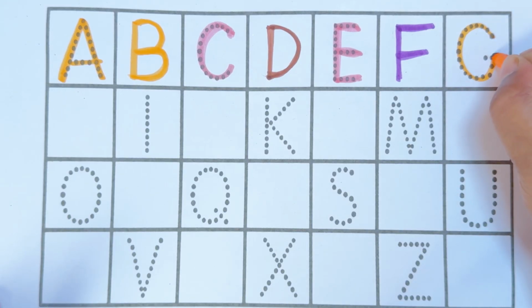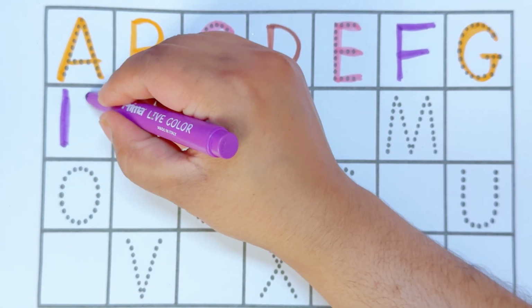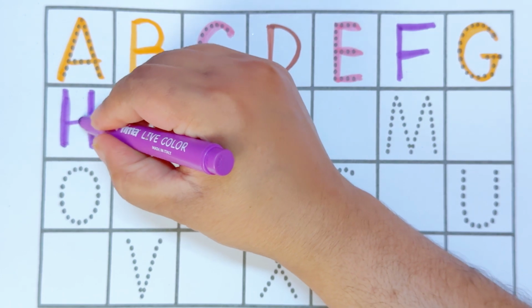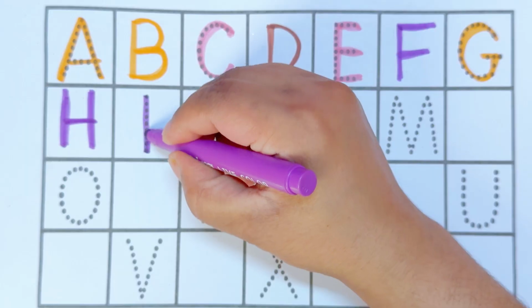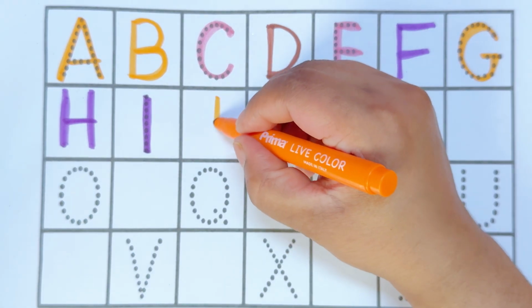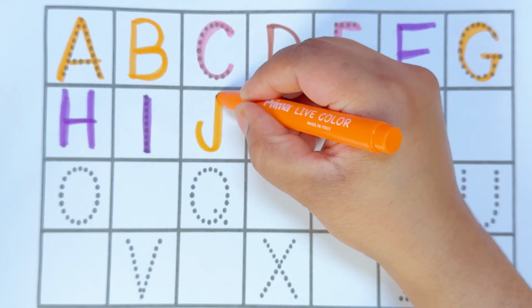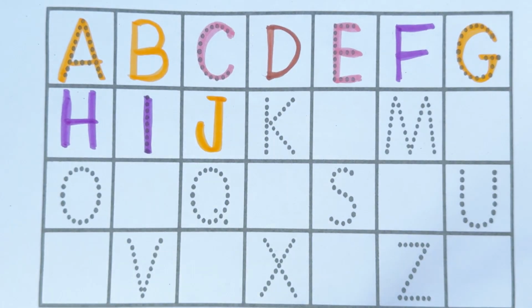G for girl, G for goat. H for hospital, H for house. I for insects, I for ink. J for jackfruit, J for jug.